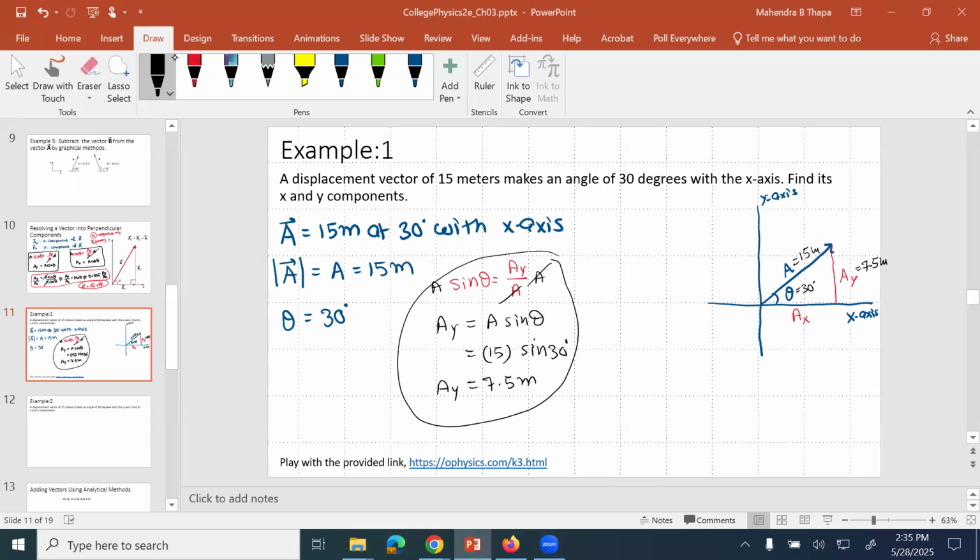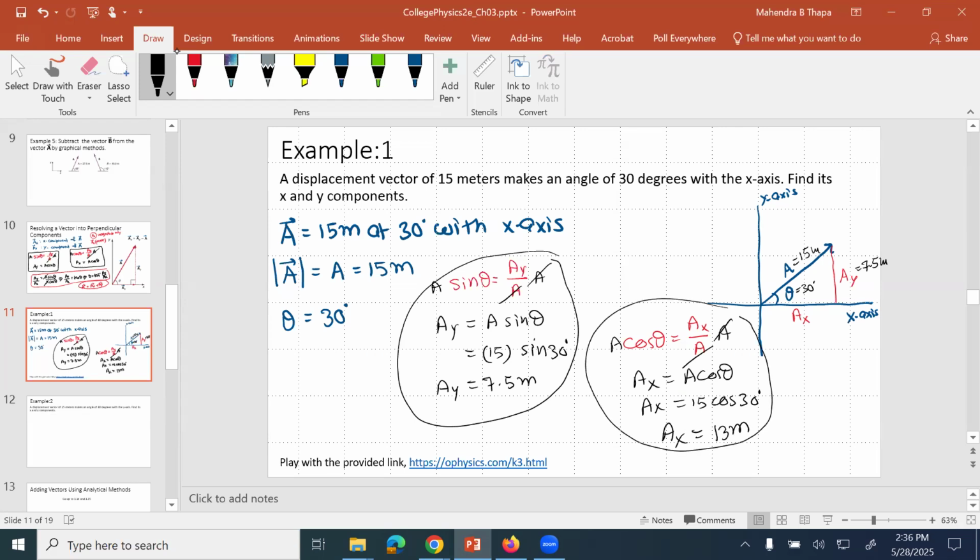Let's find the x component. For x component, I will use cosine theta. Cosine theta equals AX over A. As before, I multiply both sides by A, this A cancels out. So AX equals A cosine theta. A is 15 and cosine 30 degree equals AX. So AX equals 15 times cosine 30, which will be close to 13 meter. So clearly you see that AX plus AY, which is 13 meter plus 7.5 meter, is not equal to A, which is 15 meter. So be careful about vector addition also. This gives you the idea that vector addition is different from the scalar addition.